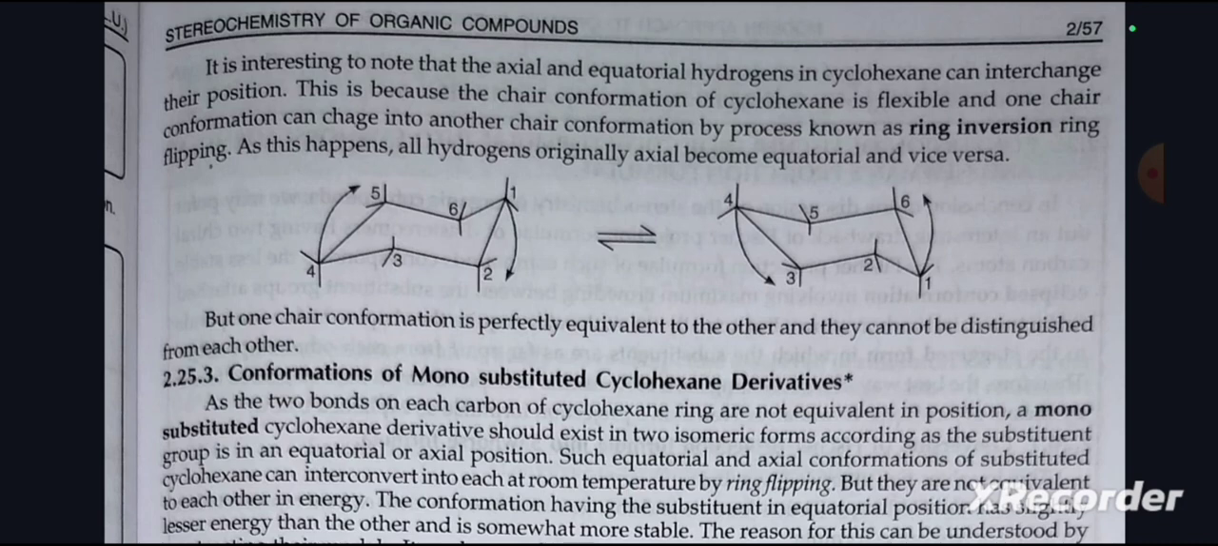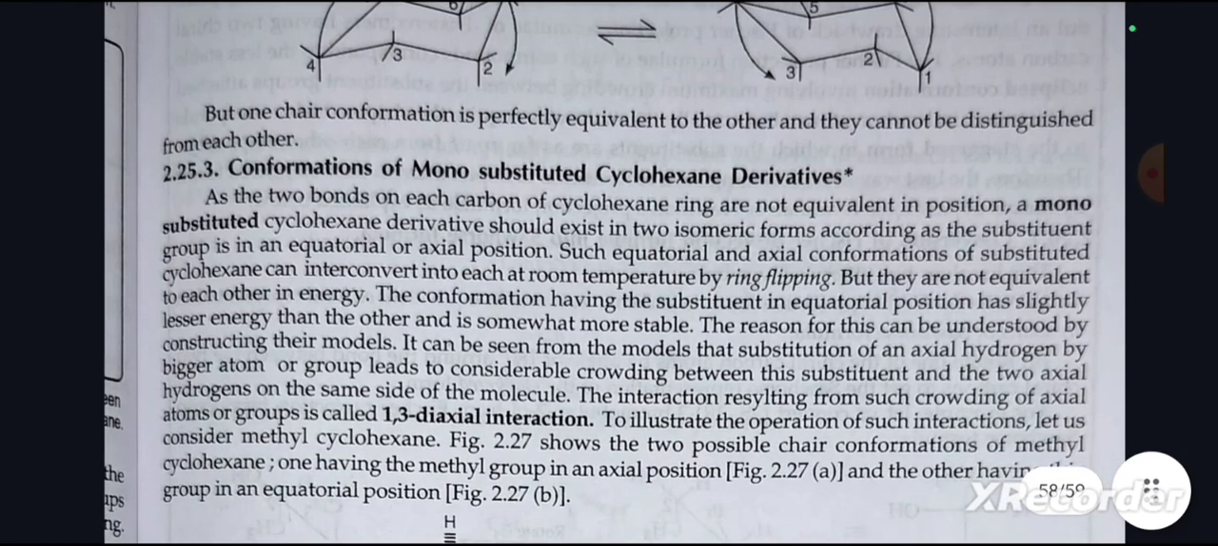It is interesting to note that axial and equatorial hydrogens in cyclohexane interchange their positions. This is because the chair conformation of cyclohexane is flexible, and one chair conformation can change into another chair conformation by a process known as ring inversion, or ring flipping. As this happens, all hydrogens originally axial become equatorial and vice versa. But one chair conformation is perfectly equivalent to the other and they cannot be distinguished from each other.